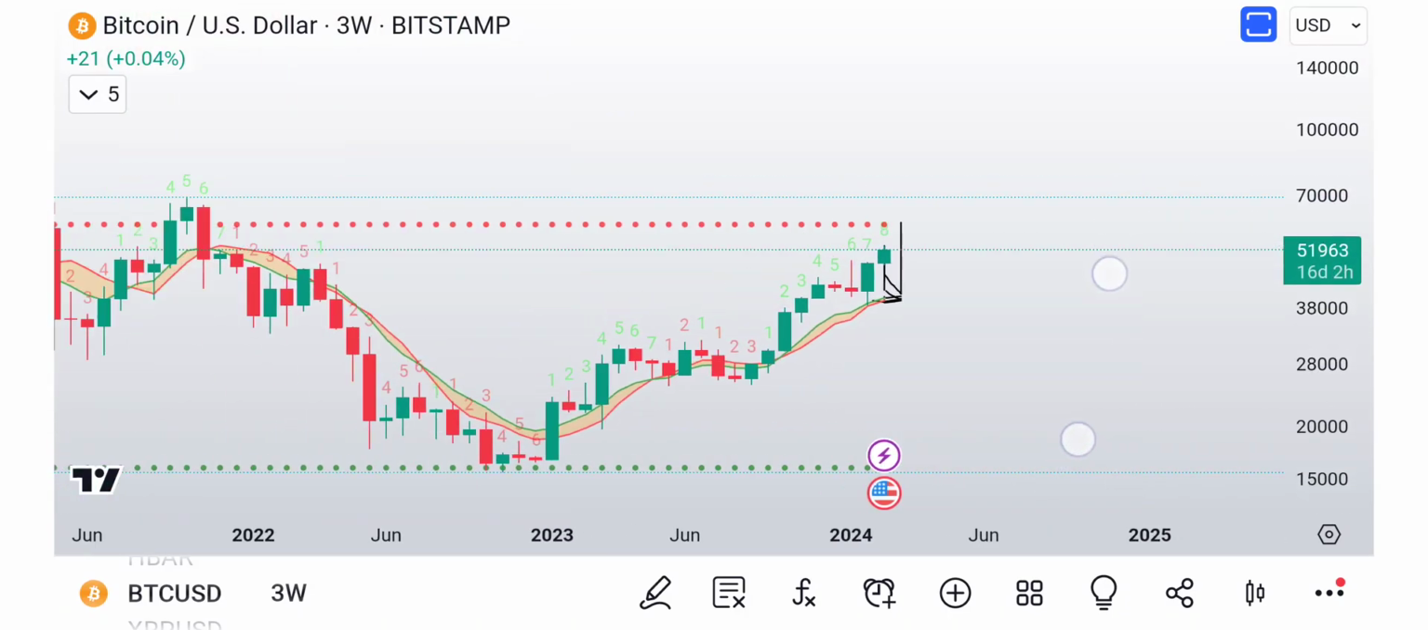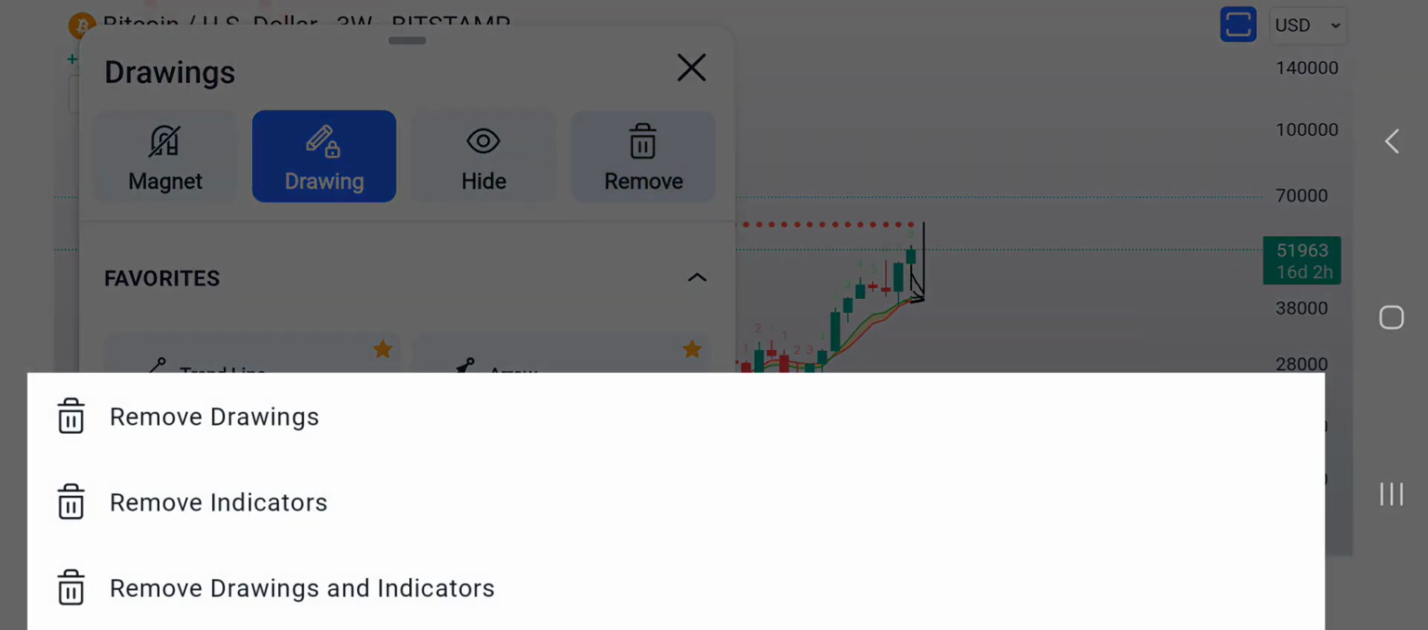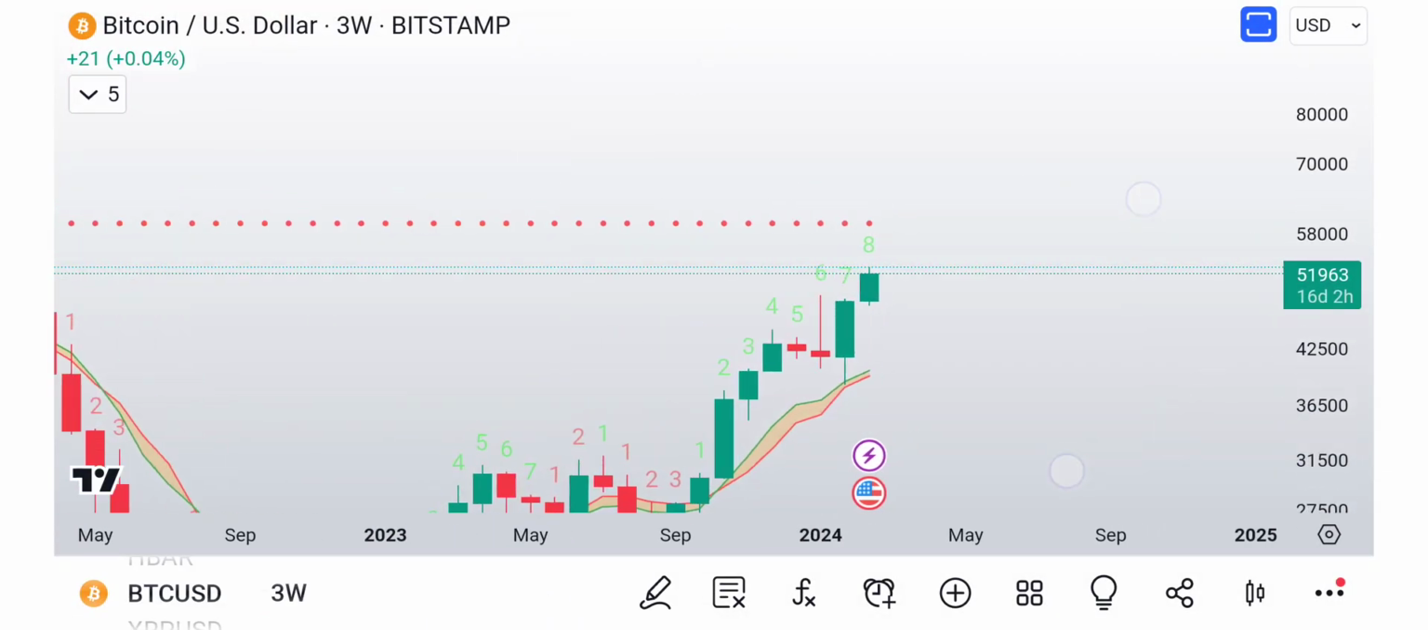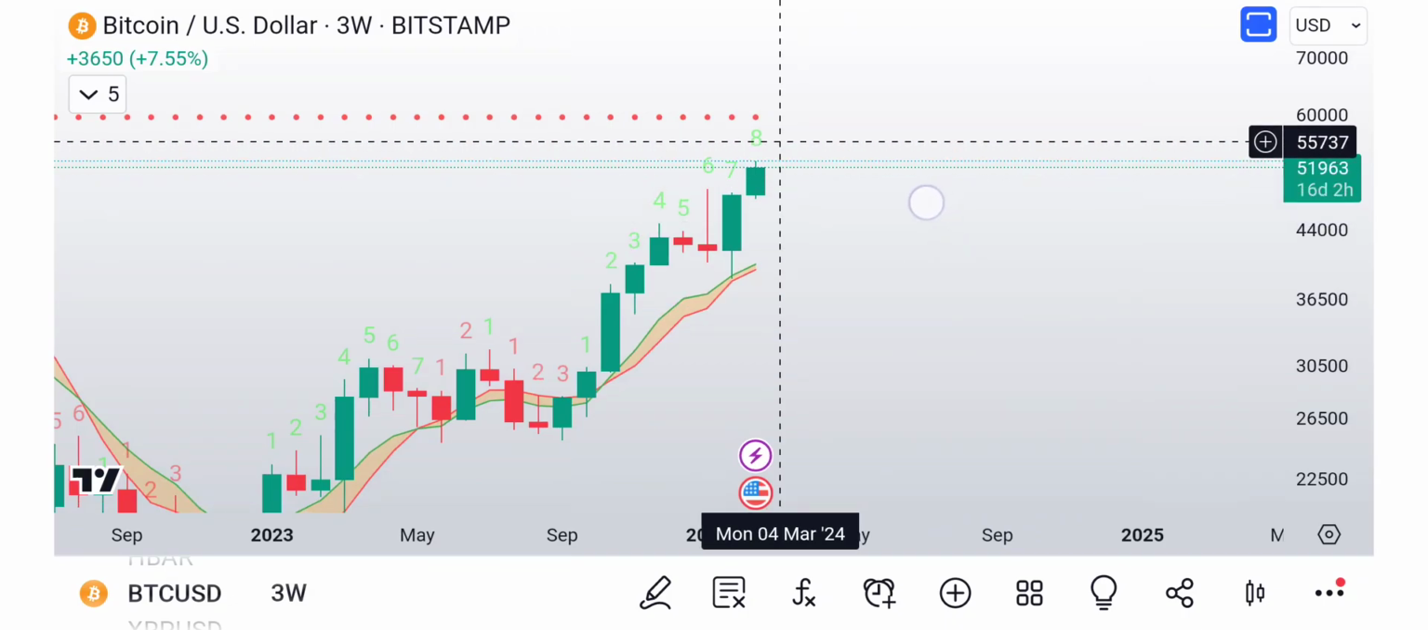And not only that, look at where Bitcoin is now. Next candle is going to be a 9 sell. So I talked about that yesterday. So we're on an 8.